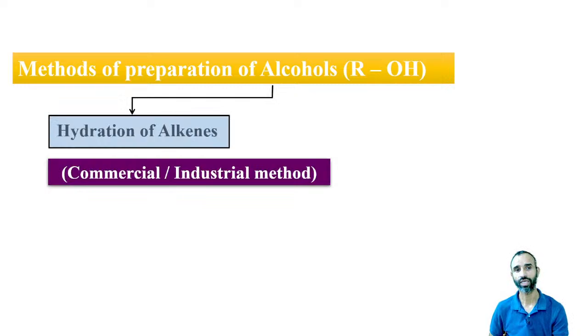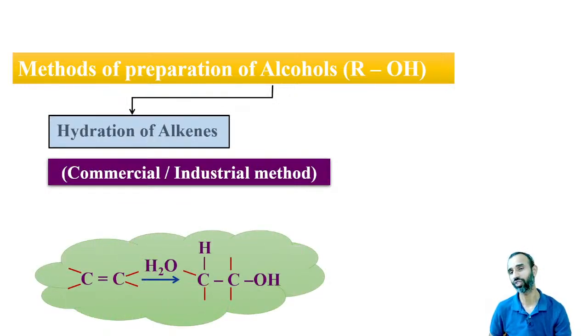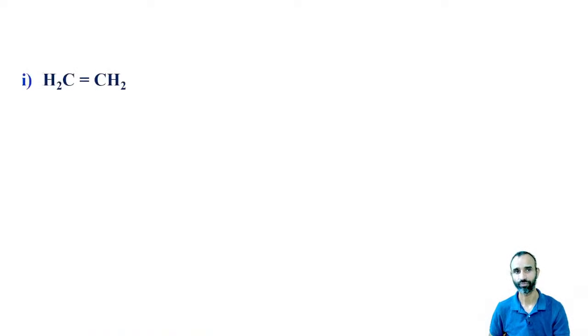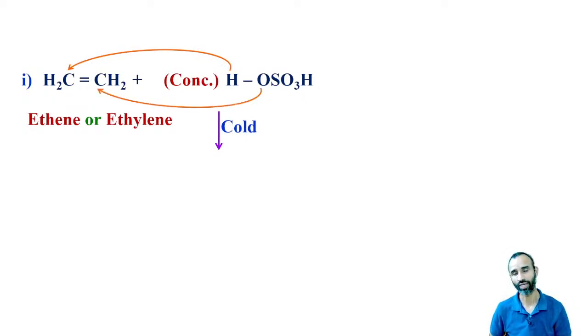Now first is hydration of alkenes. That is commercial or industrial preparation. So alkene is addition of water. So H is added on one side and OH on the other side. So this is ethene. This is concentrated H2SO4. In cold, what happened? H plus attacks one carbon because it is a symmetrical alkene.